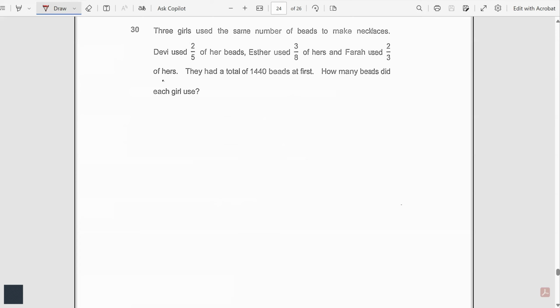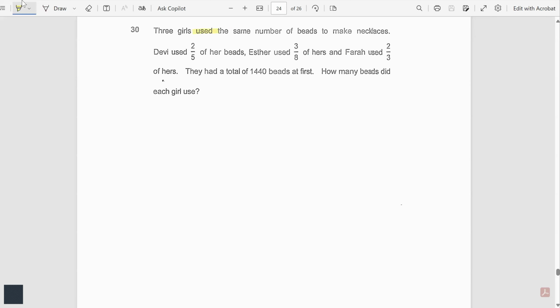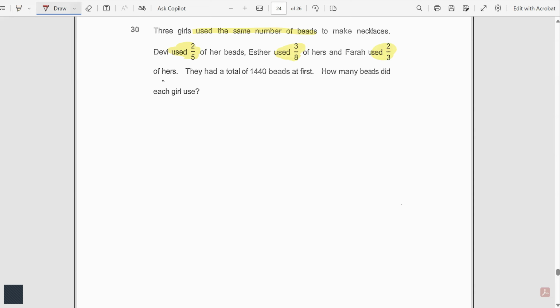Now, take note that for this question, they actually use the same number of beads. And we're given the fraction that they used. Devi used 2/5 of hers. Esther used 3/8 of hers, and Farah used 2/3 of hers. So what we can do is use equivalent proportion. Equivalent proportion means you have a fraction of something equals a fraction of something equals a fraction of something. In this case, since they use the same number, we should be focusing on the fractions that tell us what they use, which is all those that I highlighted.